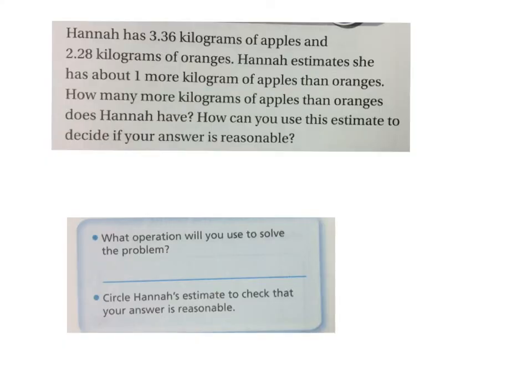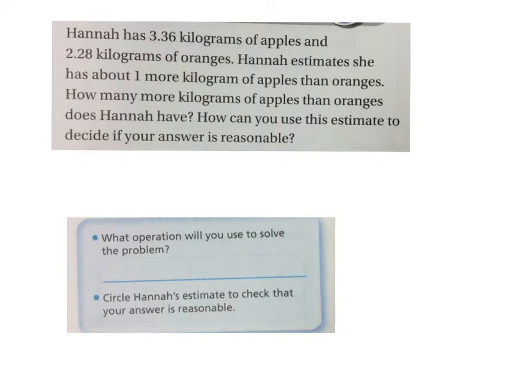Here's our starting problem. Hannah has 3 3/36 kilograms of apples and 2 28 kilograms of oranges. Hannah estimates that she has about 1 more kilogram of apples than she has of oranges. How many more kilograms of apples than oranges does Hannah have? How can you use this estimate to decide if your answer is reasonable?